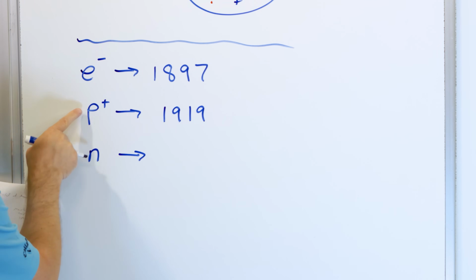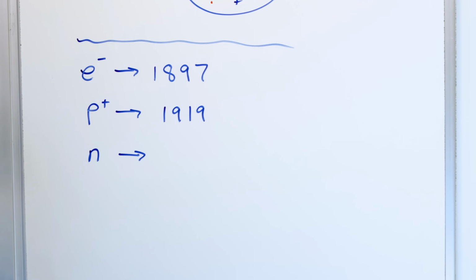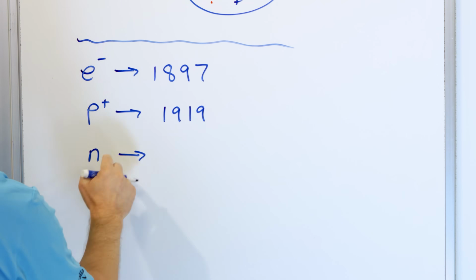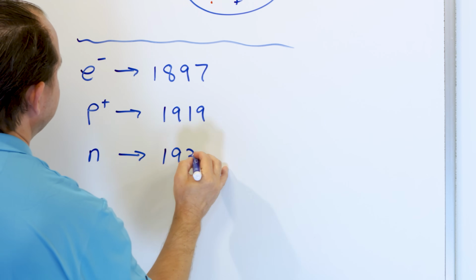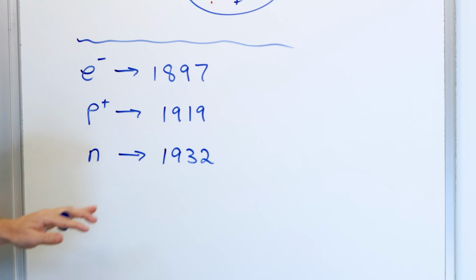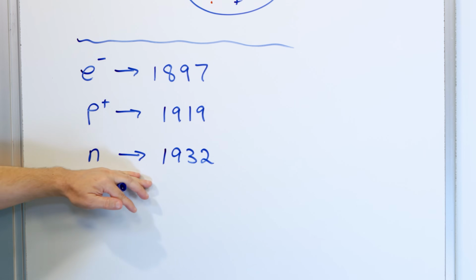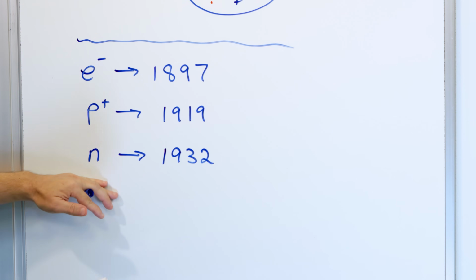And the neutron took a while longer because the neutron's harder to detect because it doesn't have any charge. It has a mass. Protons and neutrons have about the same mass, very close. But the neutron has no charge. And we figured out in 1932 that neutrons existed. So literally less than 100 years ago, we didn't even know that neutrons existed at all.